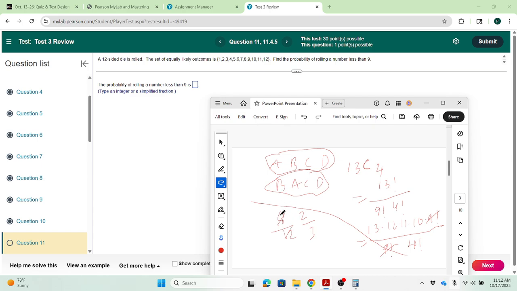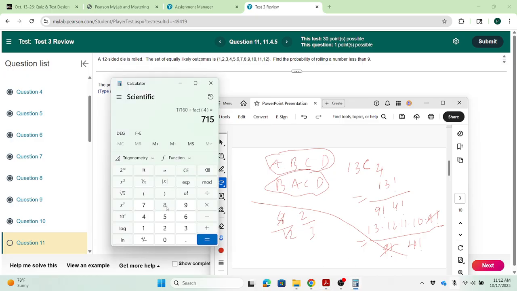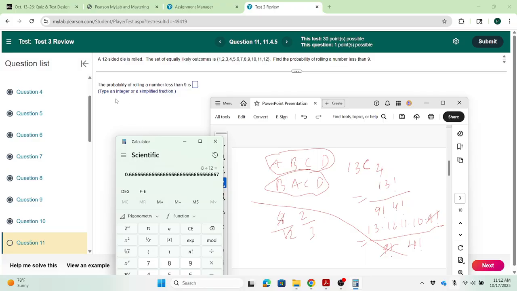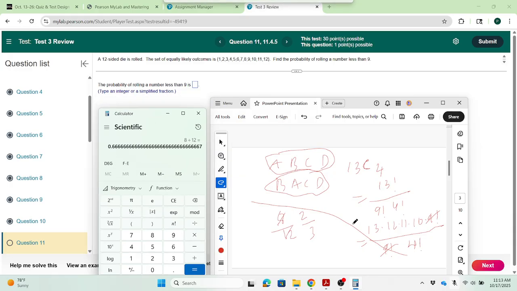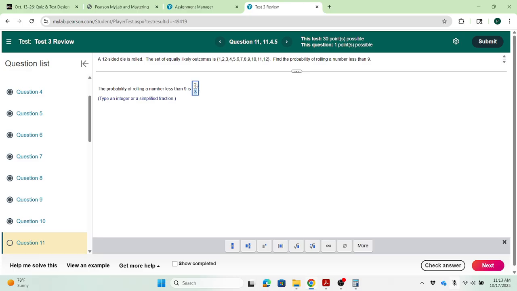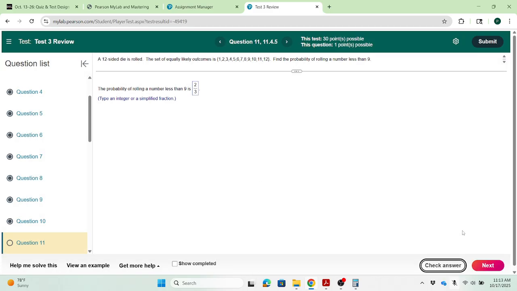If you cancel the common factor 4, or if you just use your calculator, 8 out of 12 gives this number. Do not use the decimal because it does not accept the decimal. You have to convert that to the fraction. I don't know if you have that calculator available, but I know how to simplify it, so I got 2 over 3. Most scientific calculators have a way to go from decimal to fraction.